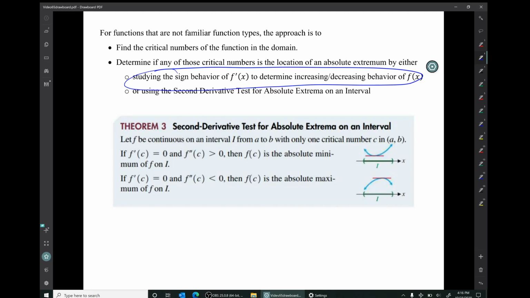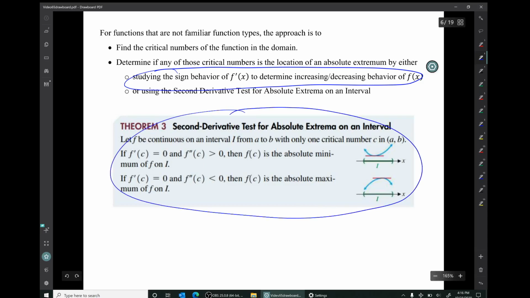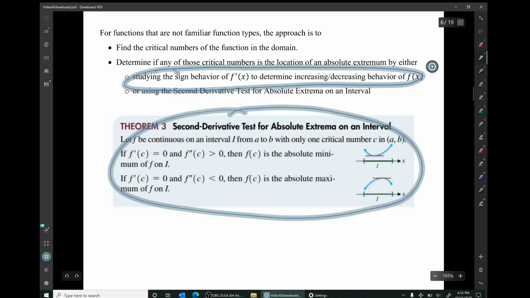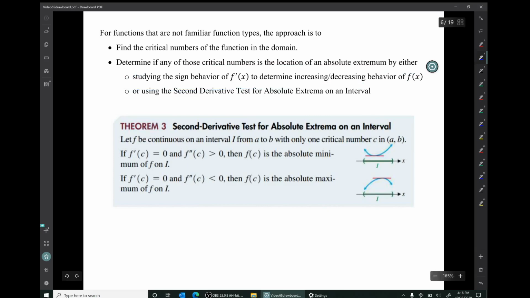And another tool was this second derivative test for absolute extrema on an interval. The idea is that if f prime is equal to 0 at some x equals c, that is if there's a horizontal tangent line at that x value, and if f double prime is greater than 0, that is if the function is concave up, and if that's the only critical number on an interval, well then that x equals c is the location of an absolute min. This is a min for the whole interval. That's actually going to come up in the examples today.